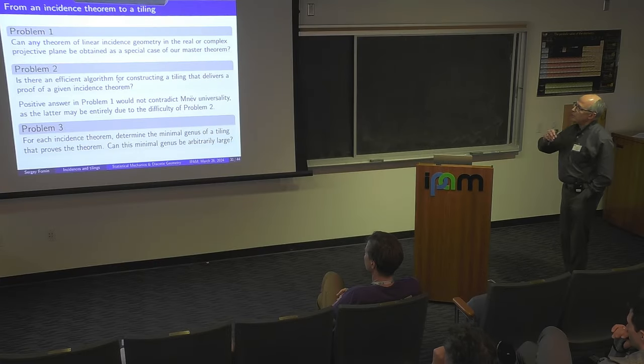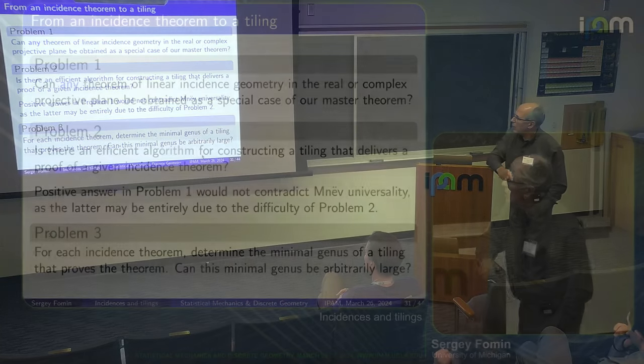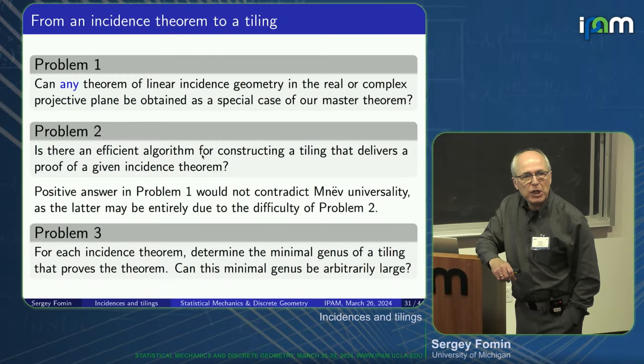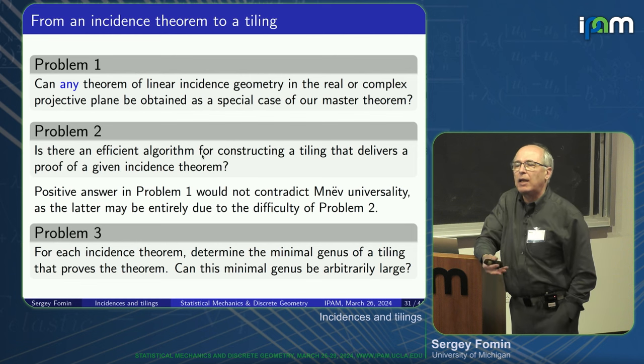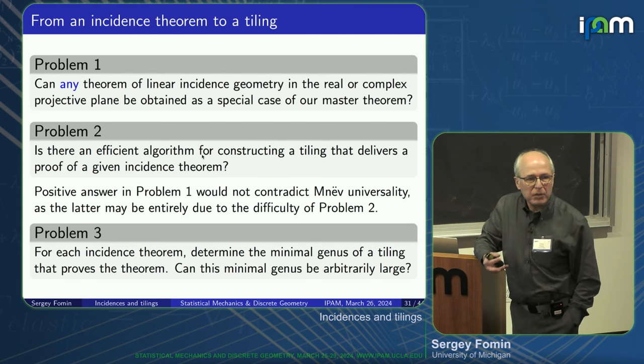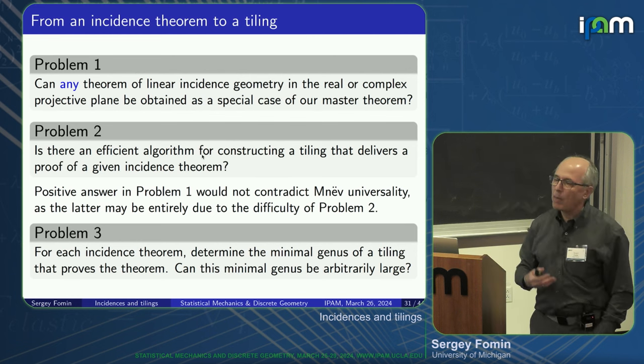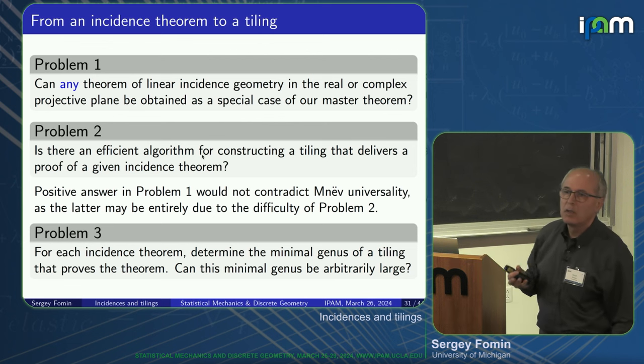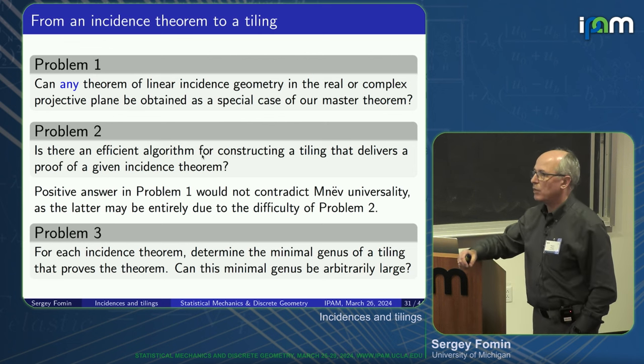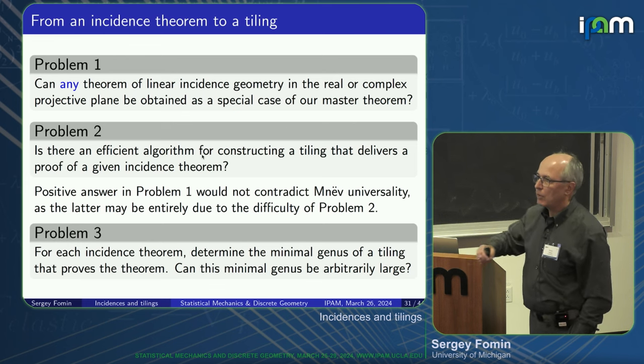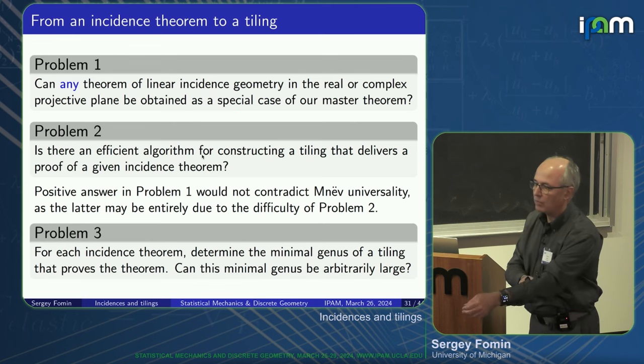Another natural question that comes to mind is this connection with genus. What does the genus tell us about the theorem? Is there some kind of intrinsic property of an incidence theorem that is reflected in the genus of the surface? Yes? It wasn't clear to me why you need a surface and not a more general two-dimensional complex.